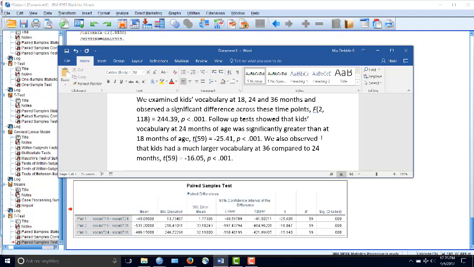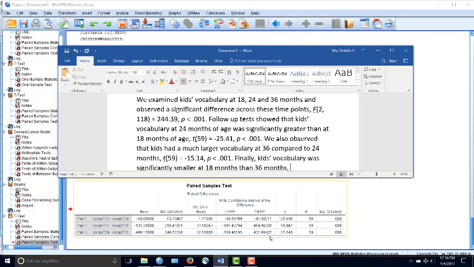So this comparison, oops, I wrote the wrong one. So this is useful. So this actually should be 15.14, and p is less than 0.01. Finally, kids' vocabulary was significantly smaller at 18 months than 36 months.